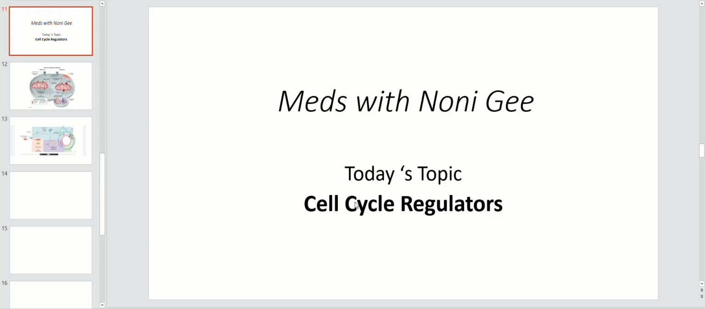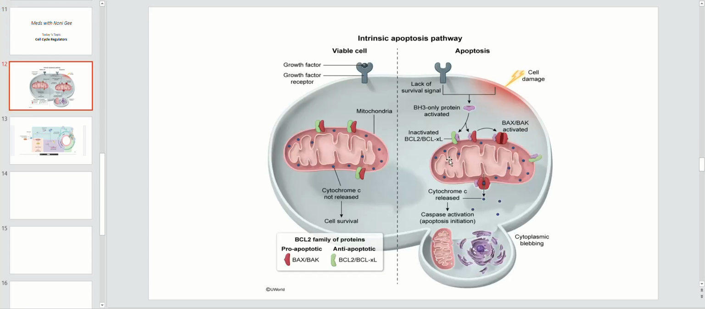Hello guys, today's topic of discussion is the cell cycle regulator, right? Before I tell you about what the cell cycle regulators are, I want to explain apoptosis and how cell death occurs by the process of apoptosis. So what is actually apoptosis?